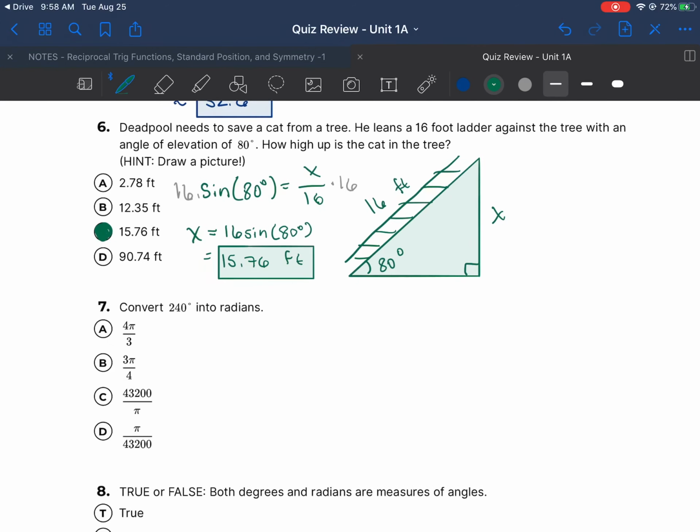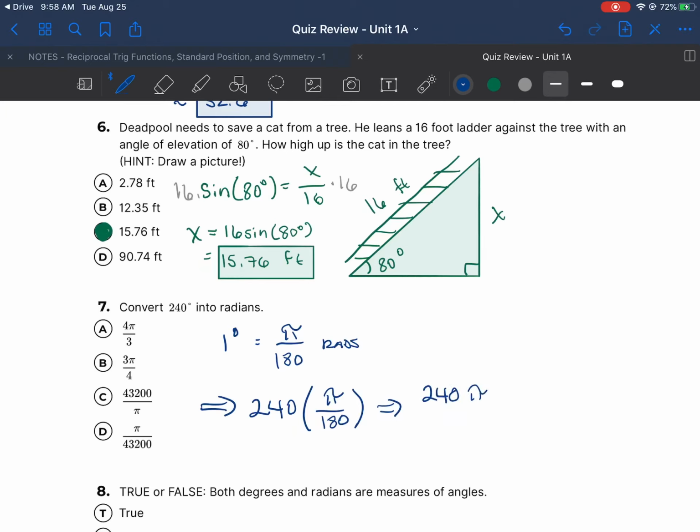All right, number 7, convert 240 degrees into radians. So we know that 1 degree is equal to pi over 180 radians. So that means that we're going to take this 240 degrees and multiply it by pi over 180. So 240 times pi is just 240 pi. Let's go ahead and reduce 240 divided by 180. And that would give us 4/3. So this converts to 4 pi over 3 radians, which is answer choice A.